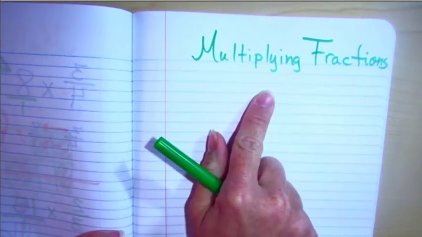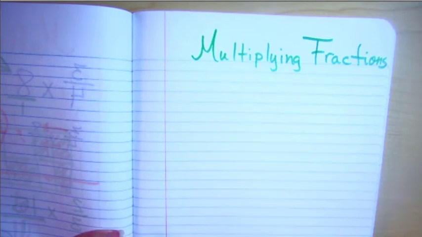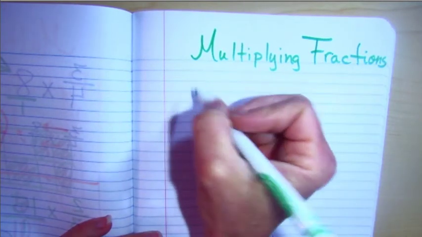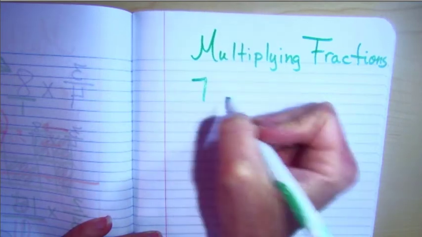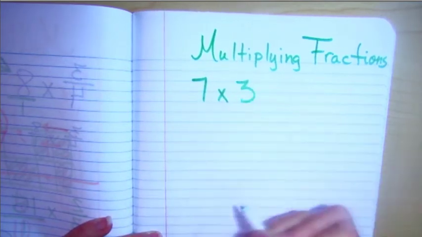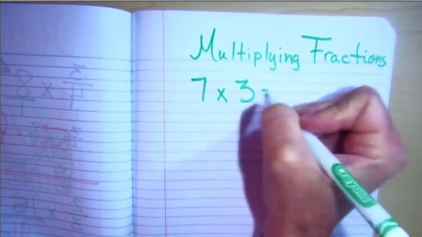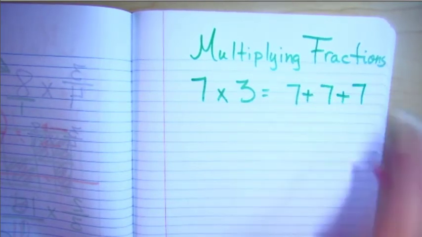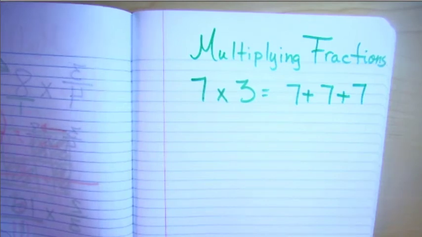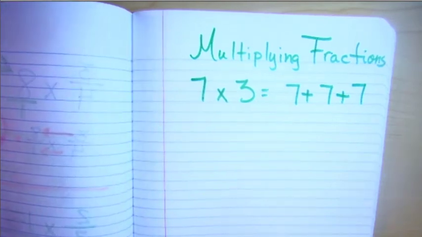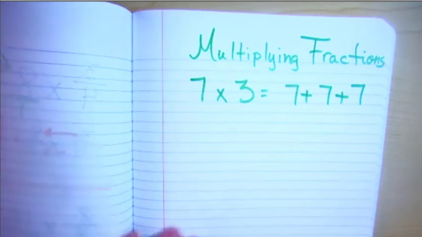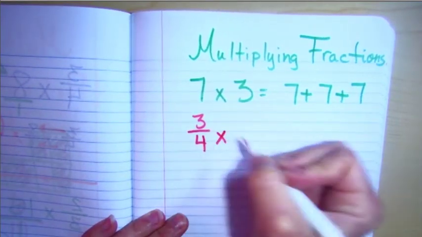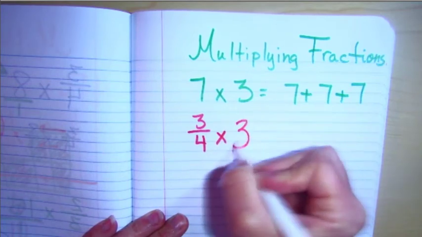In this lesson, we're going to look at another way to model multiplication of fractions. So if you look at what multiplication is, if I want to show 7 times 3 in another way, I could use repeated addition and get the same answer. When you're multiplying a fraction by a whole number, you can also use this strategy of repeated addition to get your solution.